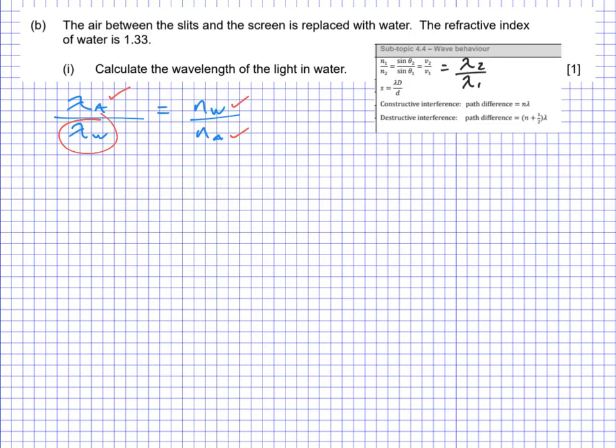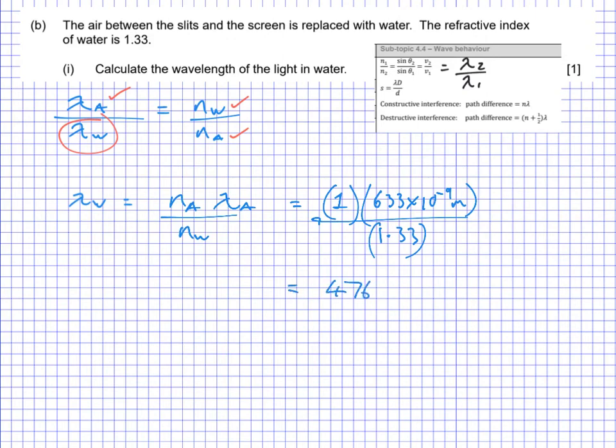We'll plug in our numbers. We're going to say the wavelength in water is equal to the refractive index of air times the wavelength in air divided by the refractive index in water. And so plug in those numbers in, you get 1, that's the refractive index of air, and then you get your 633 nanometers. That's the wavelength of the light in this situation, in air, and then your refractive index of water. And that gives you 476 nanometers to 3 significant digits.